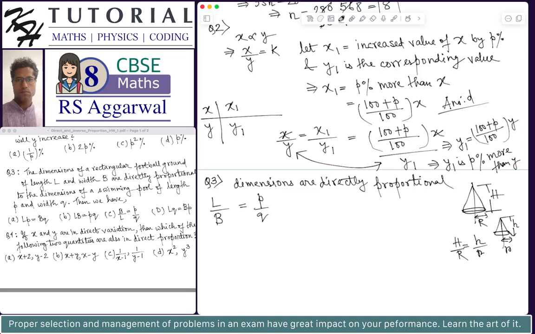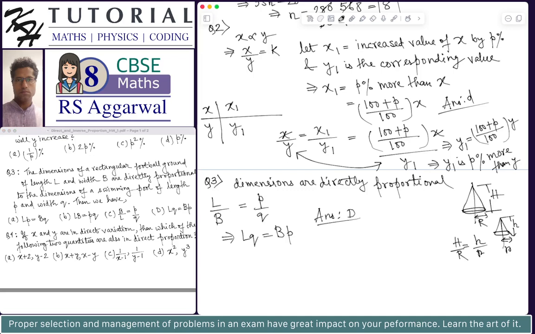Now we have to check which option is correct. From here, what do we get? If you do cross multiplication, LQ is equal to BP. So I think choice D is the correct choice. So the correct choice is D.